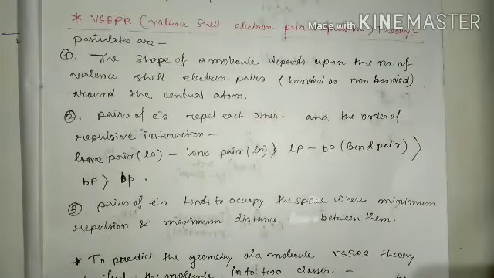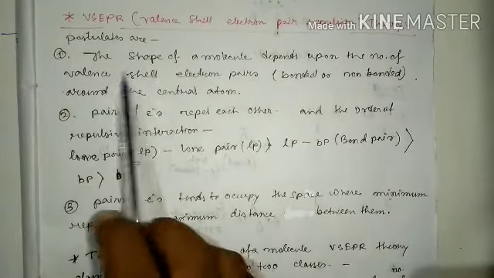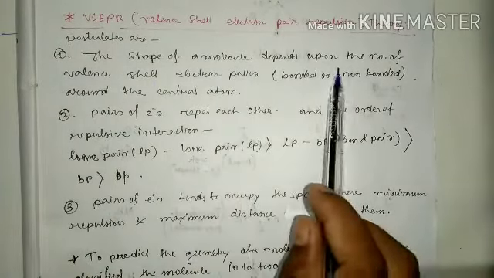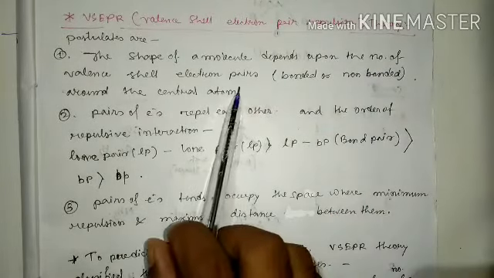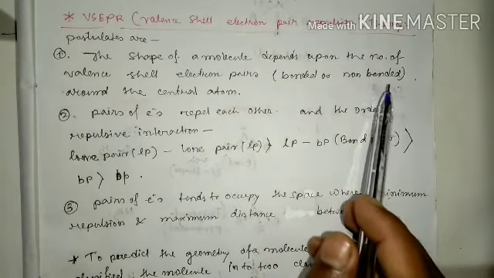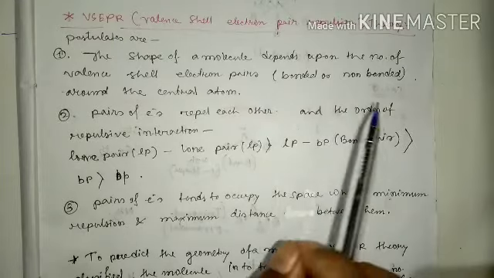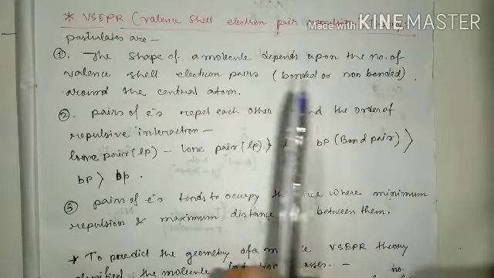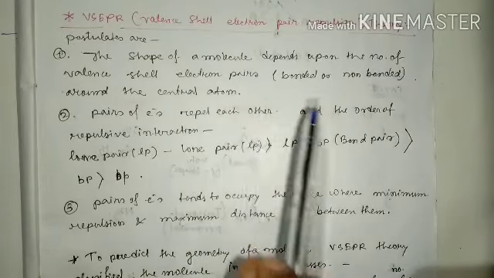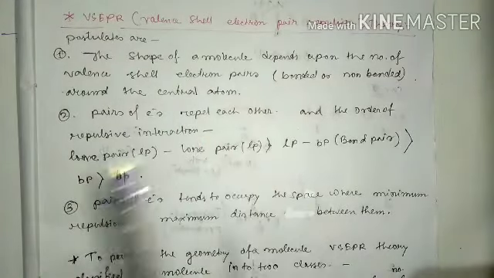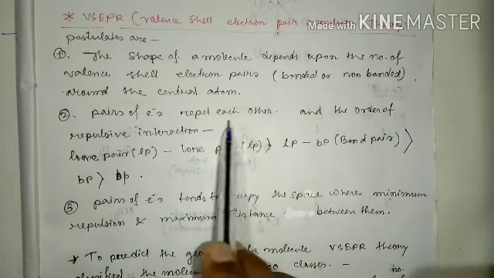Okay, so the first postulate is that the shape of a molecule depends upon the number of valence shell electron pairs. It may be bonding or non-bonding. That means the number of valence electrons in the normal atom of the central metal ion will help to form the molecule, and this is taken as a postulate in the VSEPR theory.